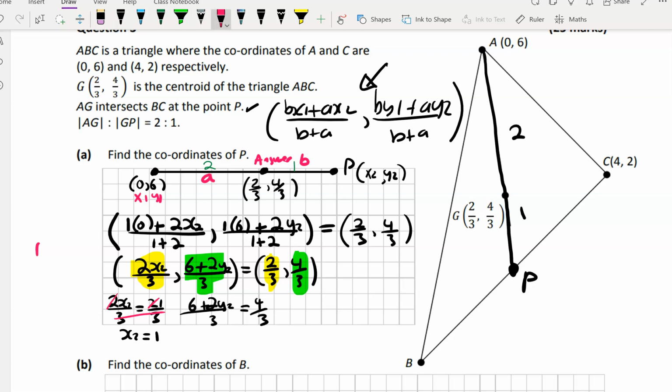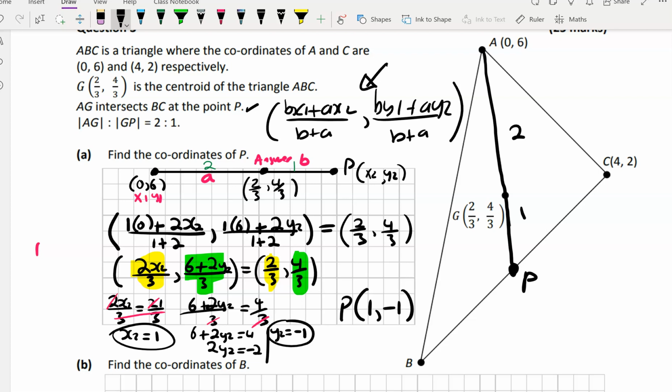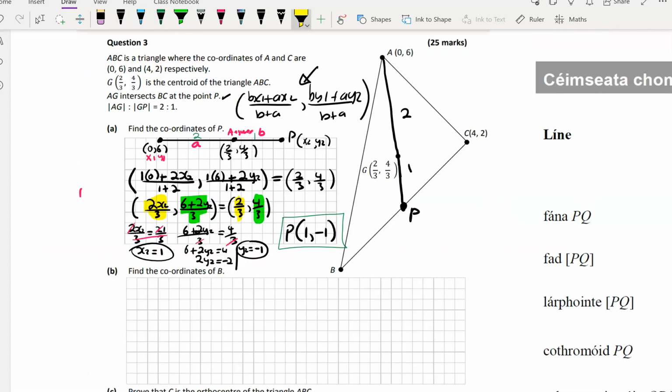On the other side, I can ignore my 3's on the bottom, as they're both divided by 3. So I've got 6 plus 2y2 equals 4. So 2 times y2 is equal to 4 take 6, which is minus 2. Dividing by 2, y2 is equal to minus 1. So our x2 is 1 and our y2 is minus 1, so the coordinates of P are (1, minus 1).